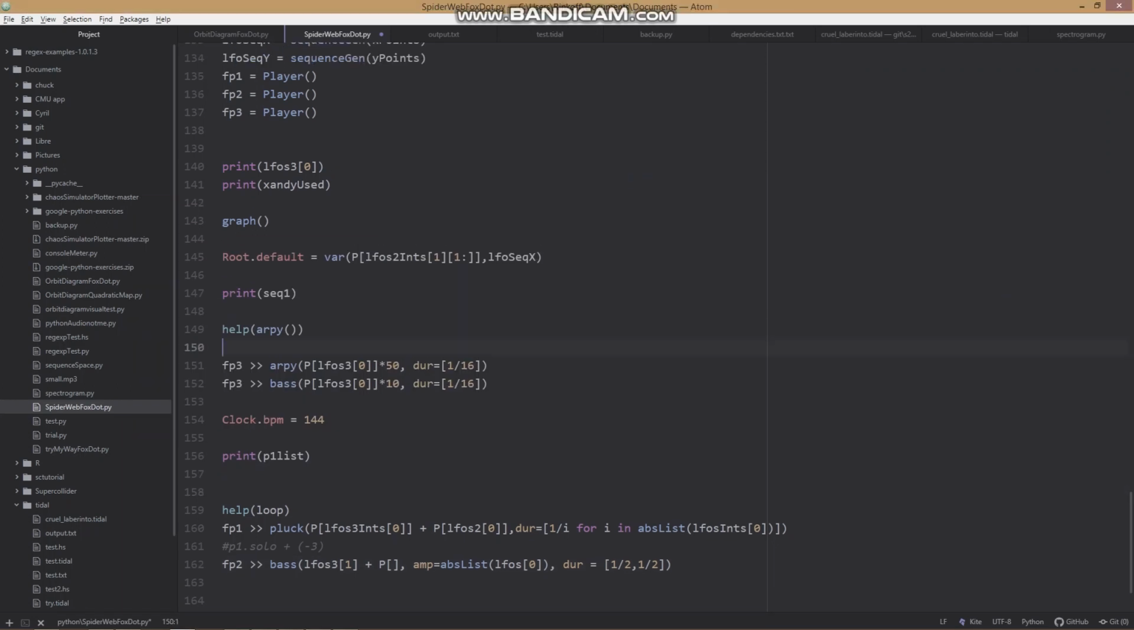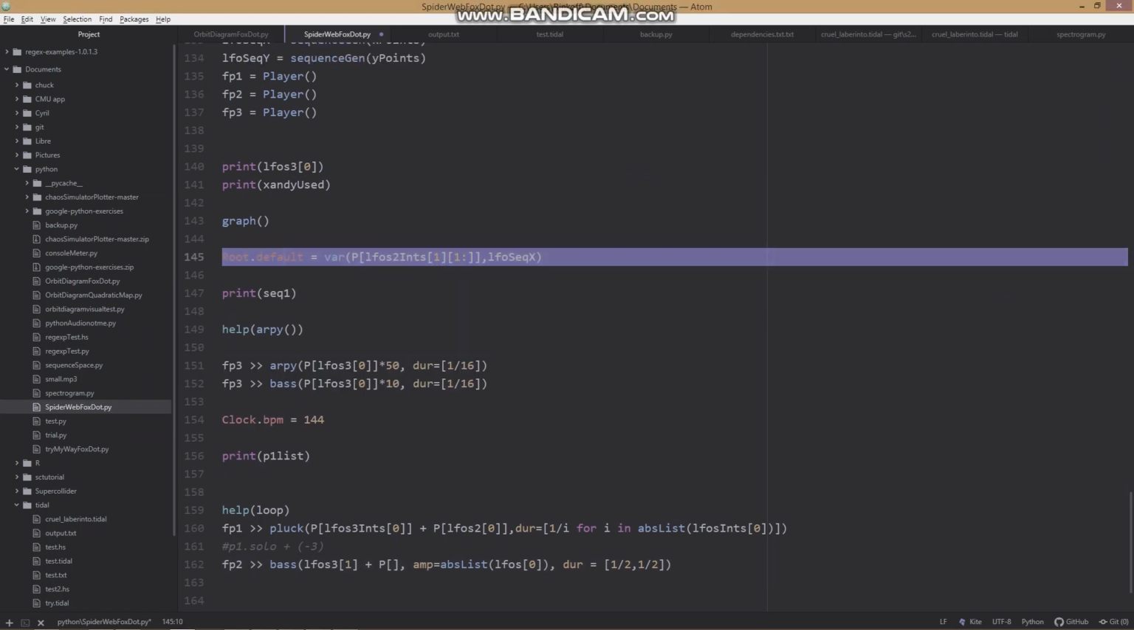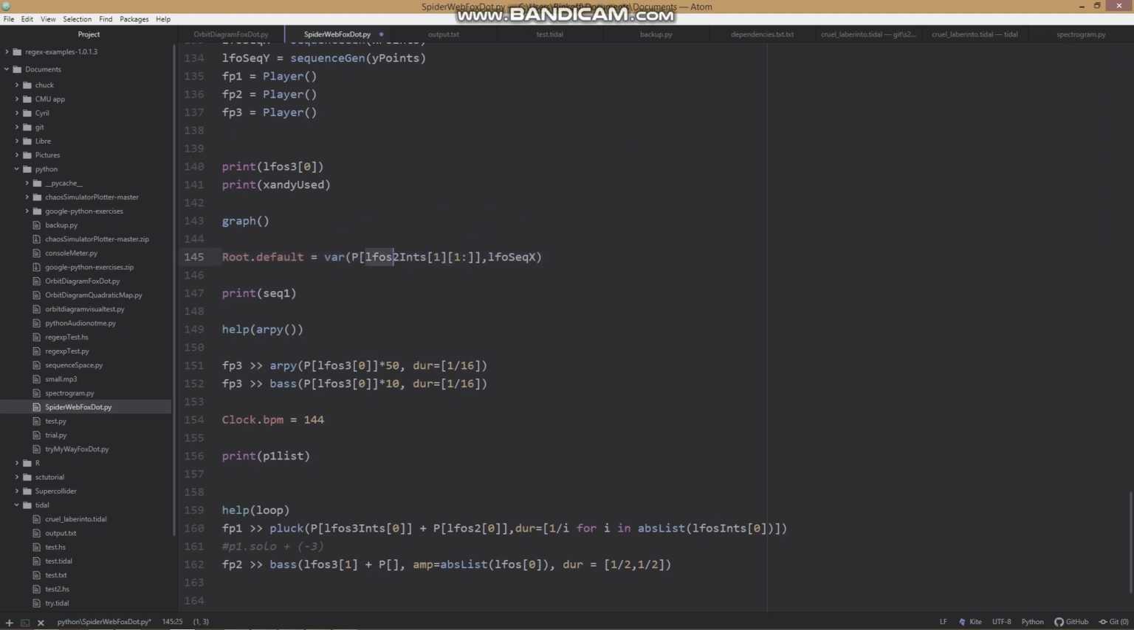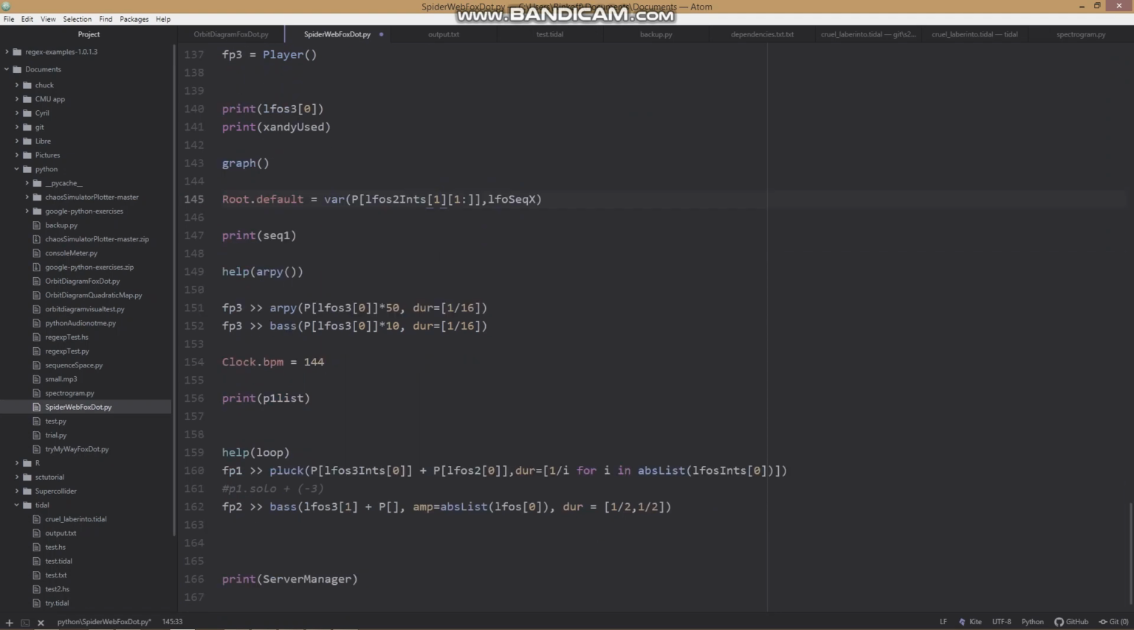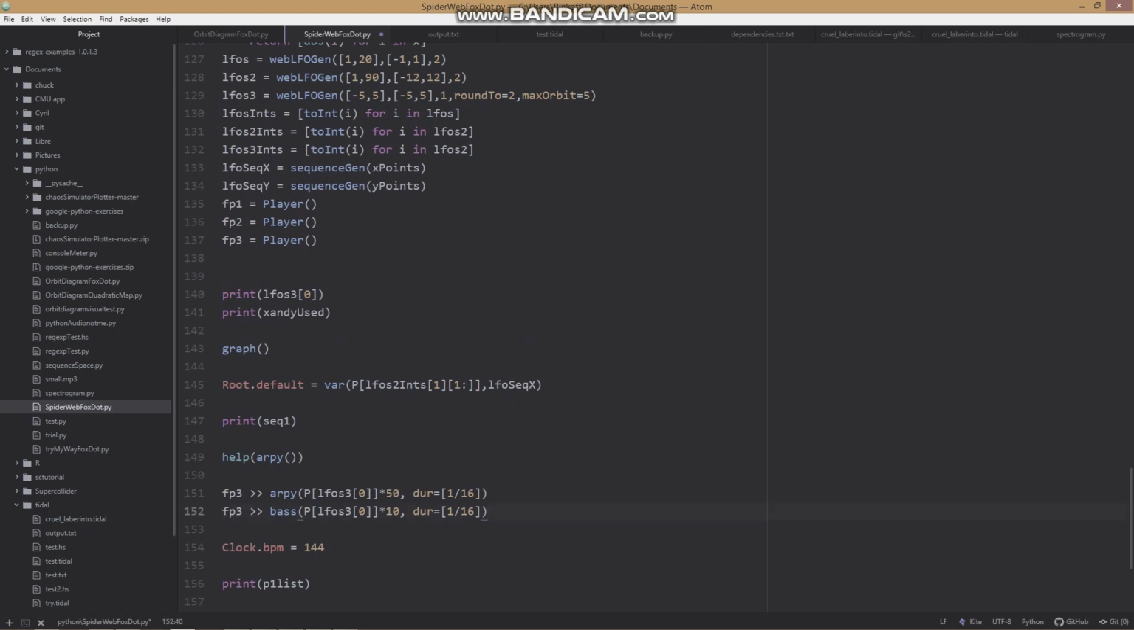You could have the root default change after a certain amount of time. So you could have looping 4-chord progressions. I really should have prepared some more cool sounding functions. Oh yeah, I remember.